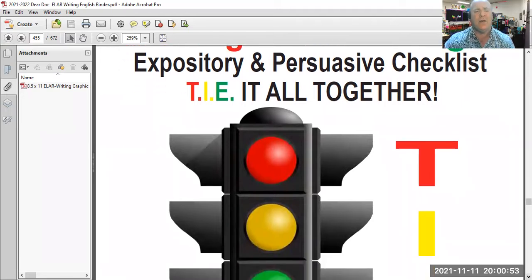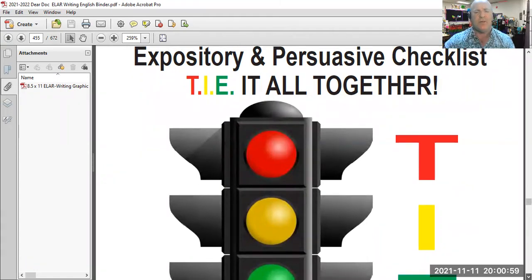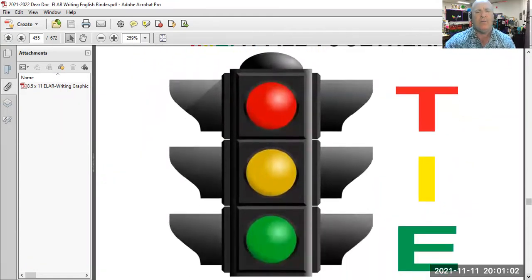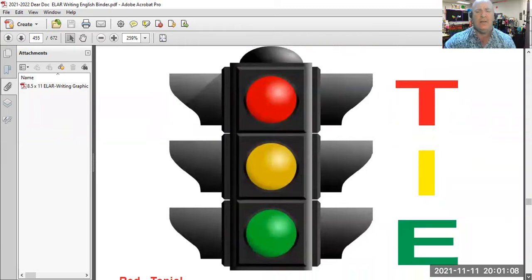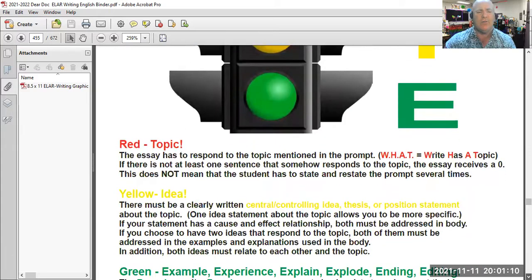In an essay that's expository or persuasive, everything in the essay has to tie together. The red light would be the topic. The yellow light would be the idea, the central idea, the controlling idea, the position or the thesis, and the green light to turn it green, greener and greenest.